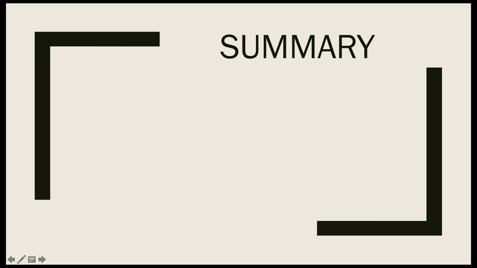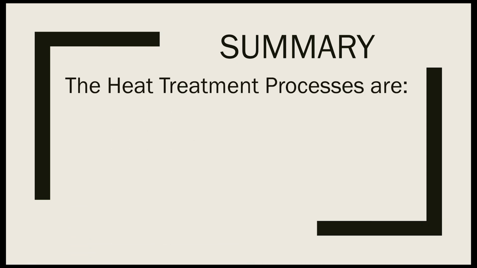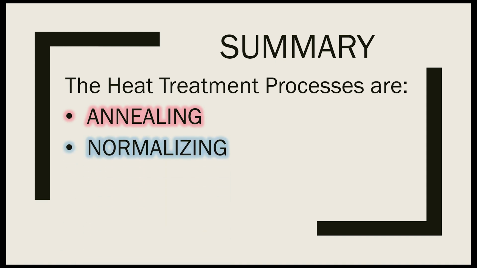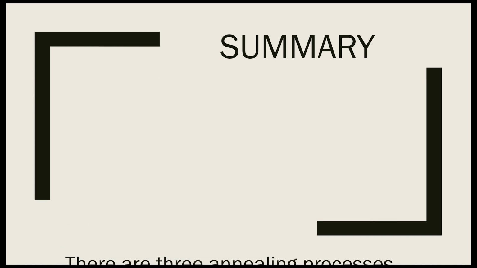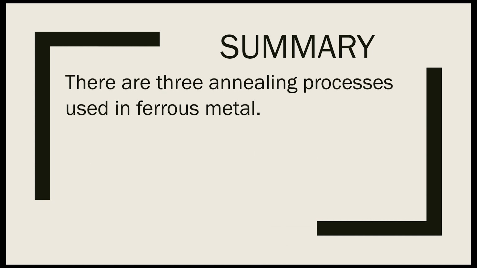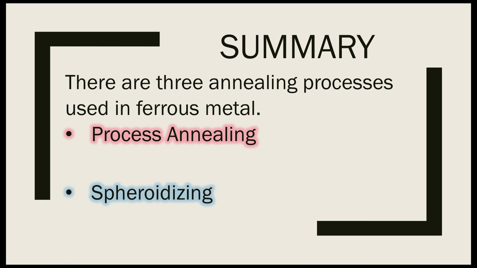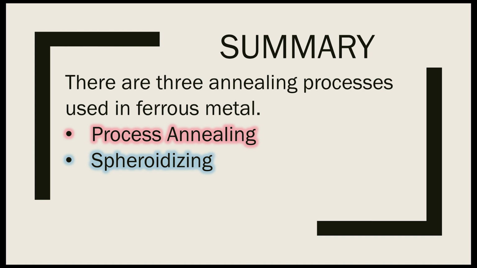To recap all the topics we have discussed, the heat treatment processes are annealing, normalizing, and case hardening. There are 3 annealing processes used in ferrous metal. First is process annealing, commonly used in the sheet and wire industries to restore ductility. Second is spheroidizing, applied particularly to high carbon steels to improve their machinability. Third is shop annealing, heating steel with a welding torch to 900 to 1000 degrees Fahrenheit and dropping it into a pail of ashes or lime to restrict the cooling rate.